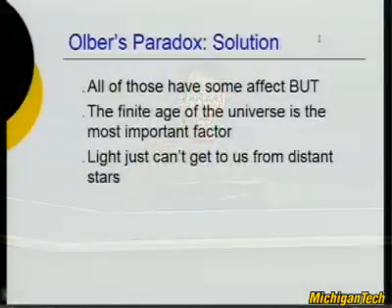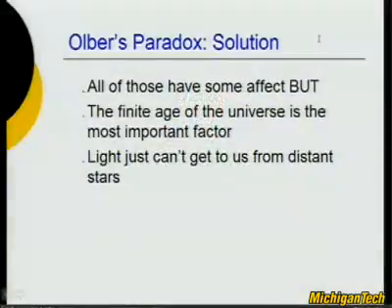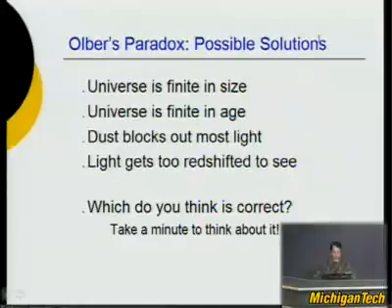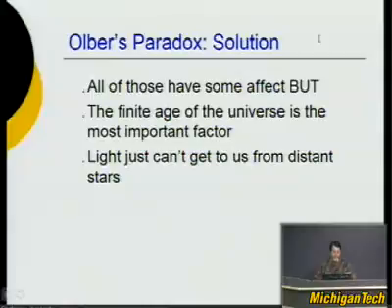Good. Okay, all of these things affect the brightness of the night sky that I mentioned before. And if you forgot what those were, here they are. Finite in age, finite in size, dust blocks most of the light, light gets too redshifted to see. I'll discuss redshift soon, in another lecture. But the finite age of the universe turns out to be the most important factor. It turns out that light just can't get to us from distant stars because light just hasn't had time to get to us.